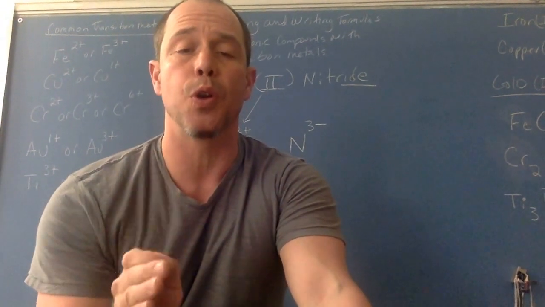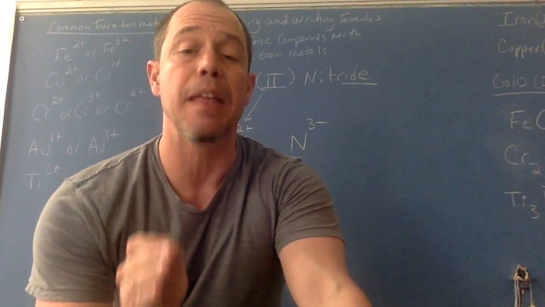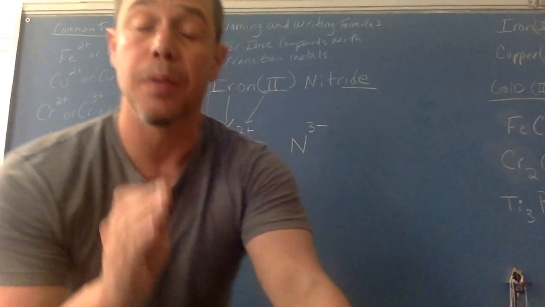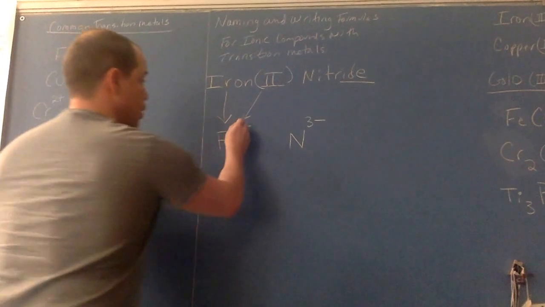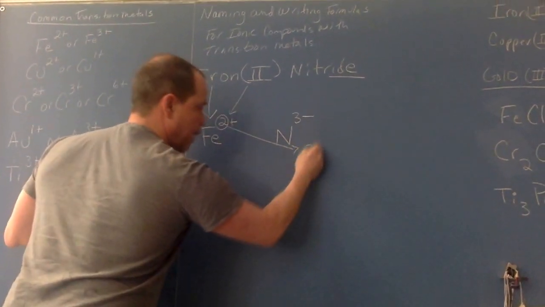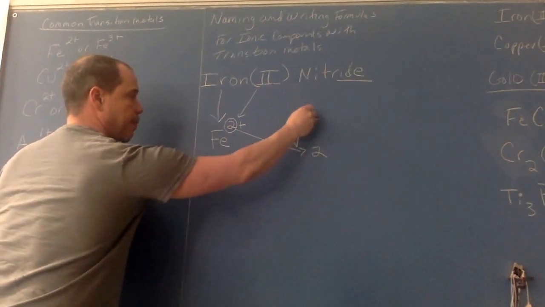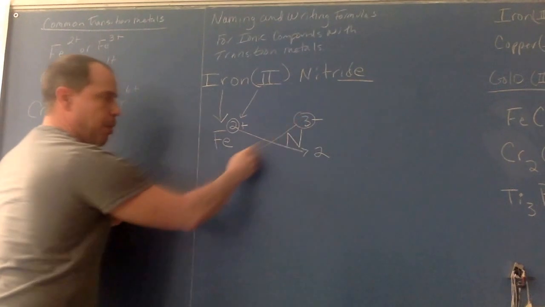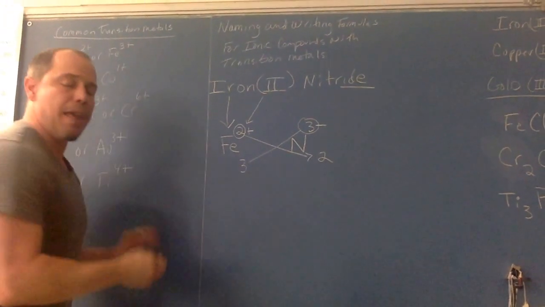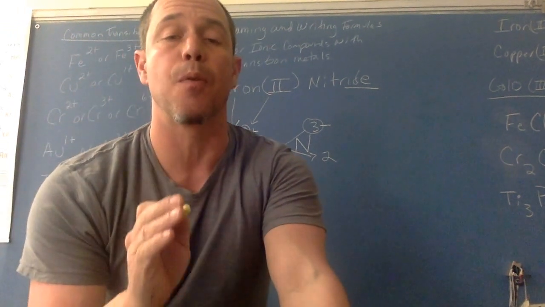Now recall from previous lessons that all you have to do here to balance the charges out, to get an overall charge of 0 for this iron 2 nitride, is to cross the charges. So I'm going to cross the charges now. I'm going to circle the 2, bring that down below the N, just as I've done previously. I'm going to circle the 3, bring that down below the Fe, and then I'm going to rewrite my compound in proper form.